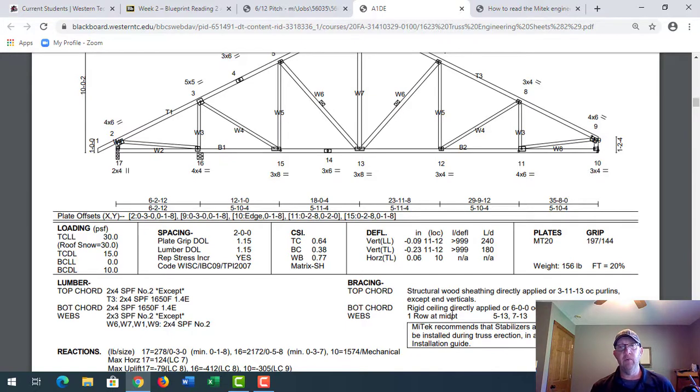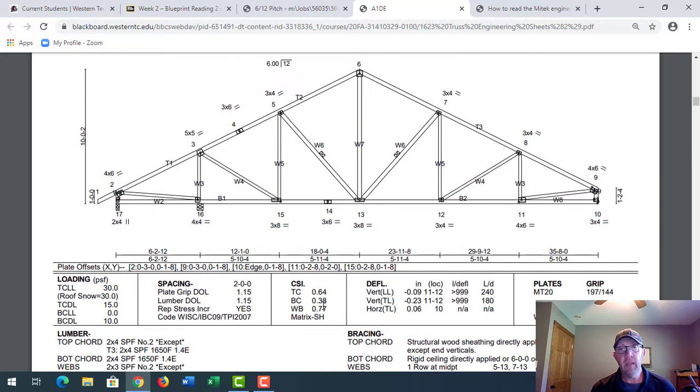So rigid ceiling, which basically is going to be the actual sheetrock from underneath. And then if you look in this section here, it says webs. It says 1 row at midpoint. The easiest way to pick this out is if you look right here and you see this little rectangle with an X, that's depicting a stud. And then on both sides here, there's a stud.